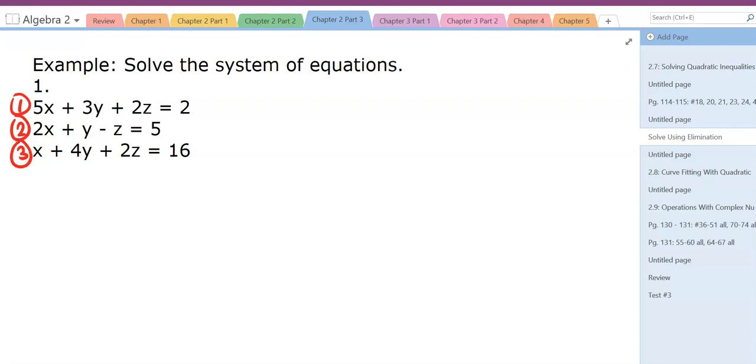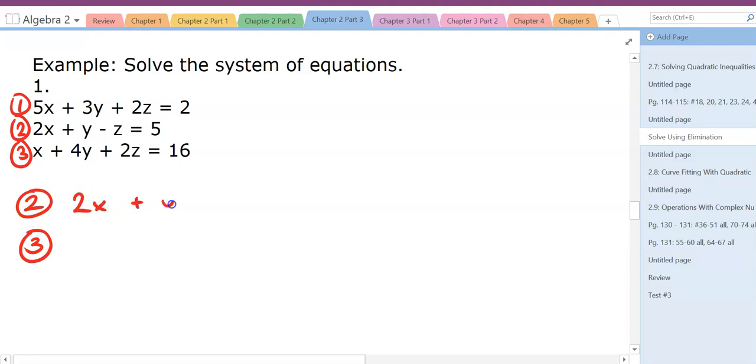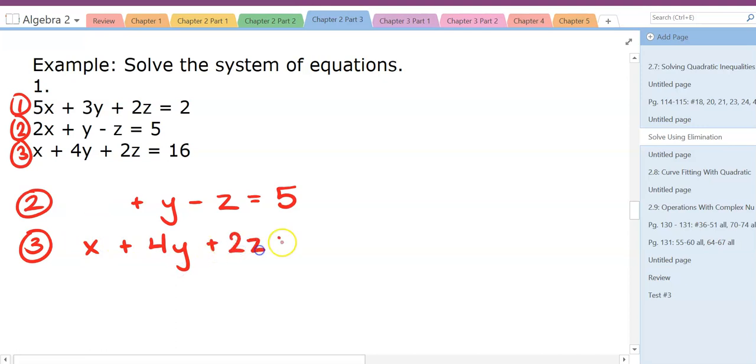So what I'm going to do is pair up equations 2 and 3. So I'm going to rewrite equation 2, which says 2x plus y minus z equals 5, and x plus 4y plus 2z equals 16. So I'm going to get rid of my x's. What I'm going to do to the second equation, because the second one just has an x, is I'm going to multiply all of this by a negative 2.